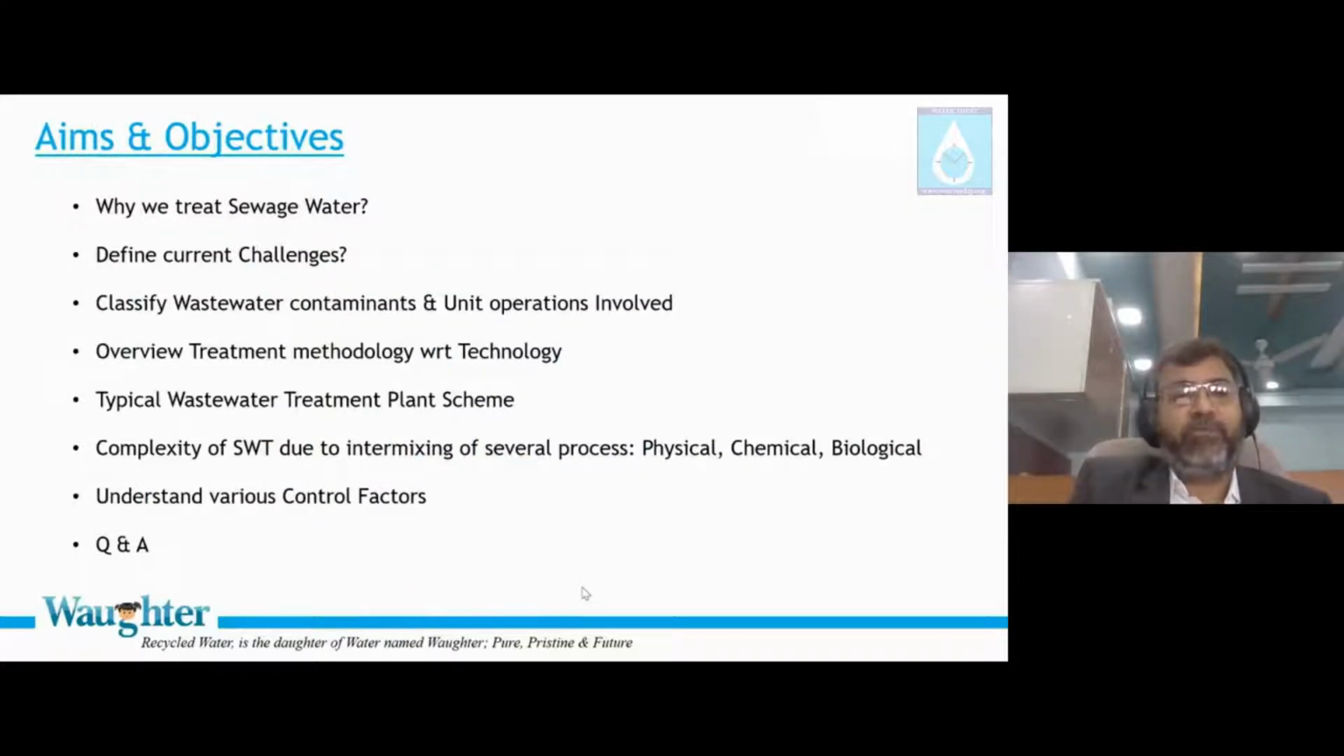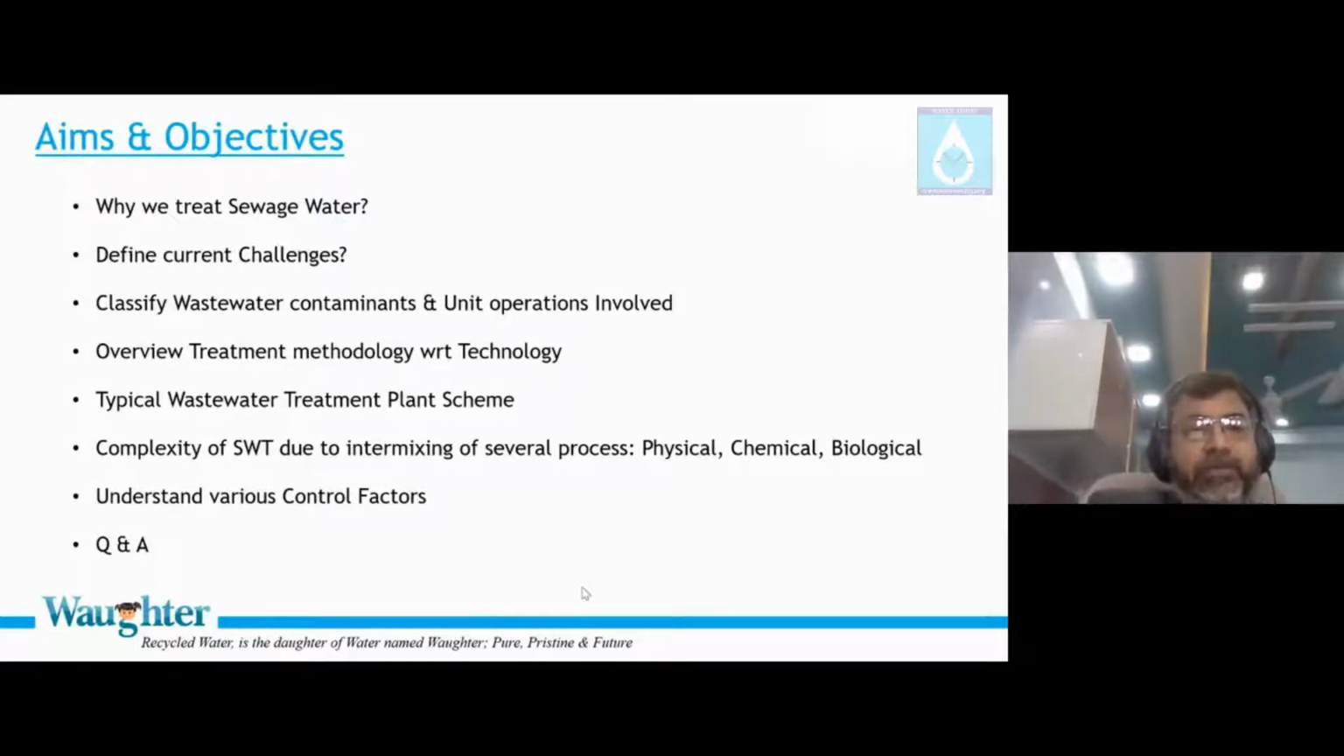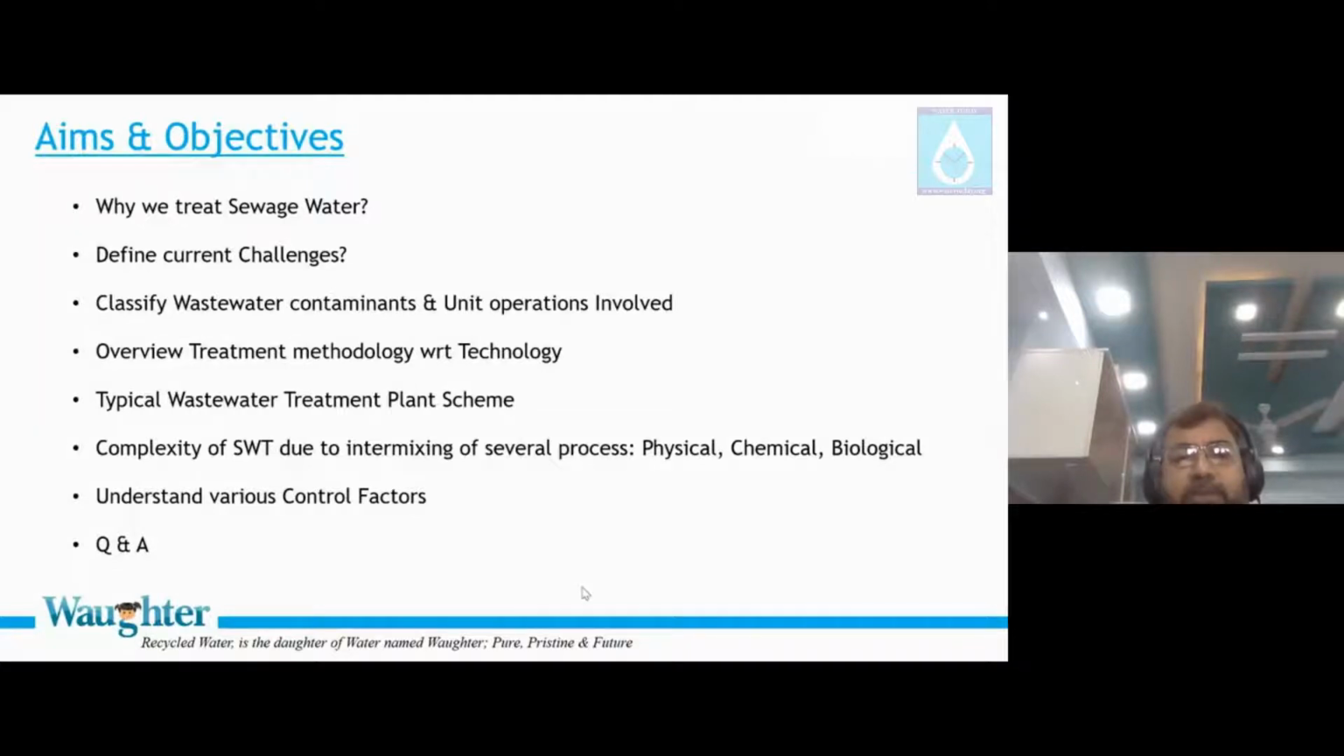What are the aim and objective of the first module? First and foremost, let me try to tell you why we treat sewage water. Define current challenges, classify wastewater contaminants and unit processes involved. This is a very important section, please pay attention there. Overview of treatment methodology with respect to technology. The entire summary of the 9 modules will be presented here. Typical wastewater treatment schemes we'll talk about. Complexity of sewage treatment due to intermixing of several processes: physical, chemical, biological. So why are these sewage treatment technologies slightly complex? Then understanding the various control factors, and of course, question answers.